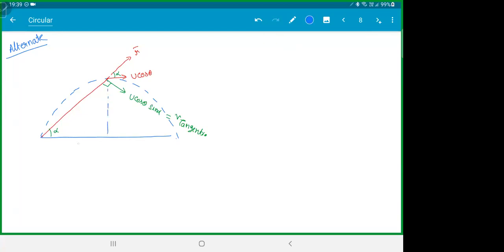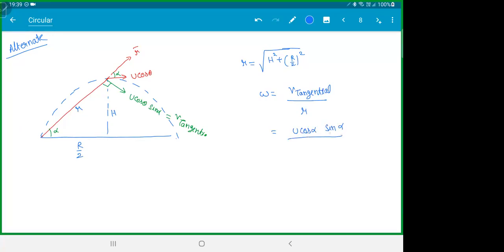And we know at h max, this distance will be r by 2 and this will be h. This is small r. So small r will be root over h square plus r by 2 whole square. Omega is defined as V tangential by radius. V tangential is u cos theta sine alpha by small r, which is root over h square plus r square by 4. And what is tan alpha? Tan alpha is h by r by 2. Please check. Numbers are given. This would be faster actually. No differentiation needed.